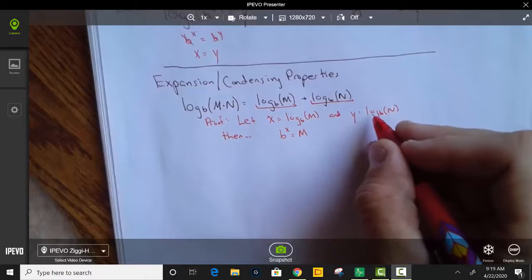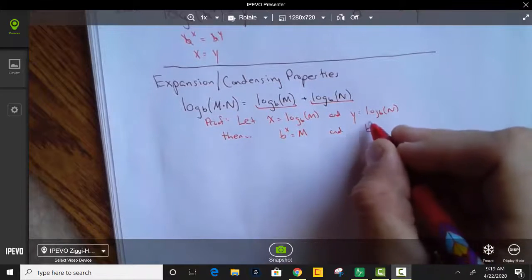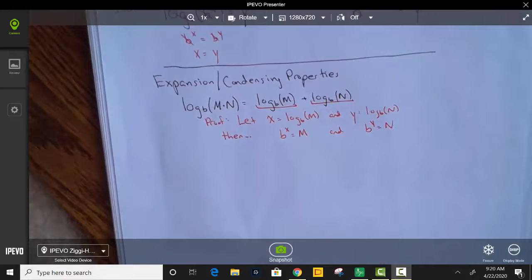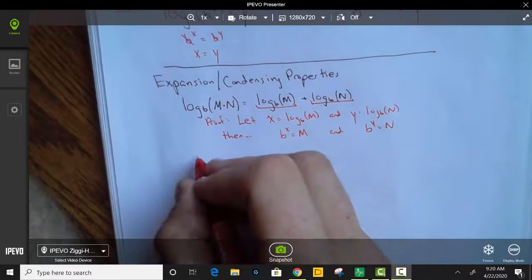And if y is equal to log base b of n, then b to the y power has to equal n. So now we're ready to start the proof.